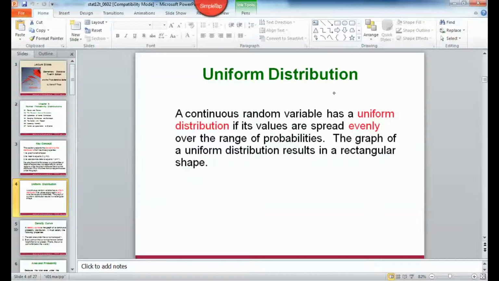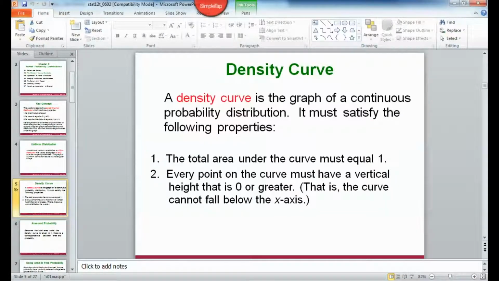Your book says a continuous random variable has a uniform distribution if its values are, here's the main point, spread evenly over the range of possibilities. The graph of a uniform distribution results in a rectangular shape. Now, the density curve. A density curve is a graph of a continuous probability distribution.